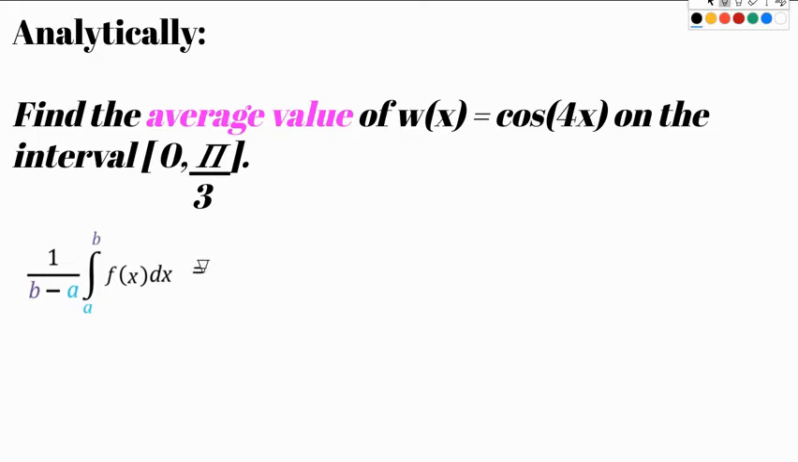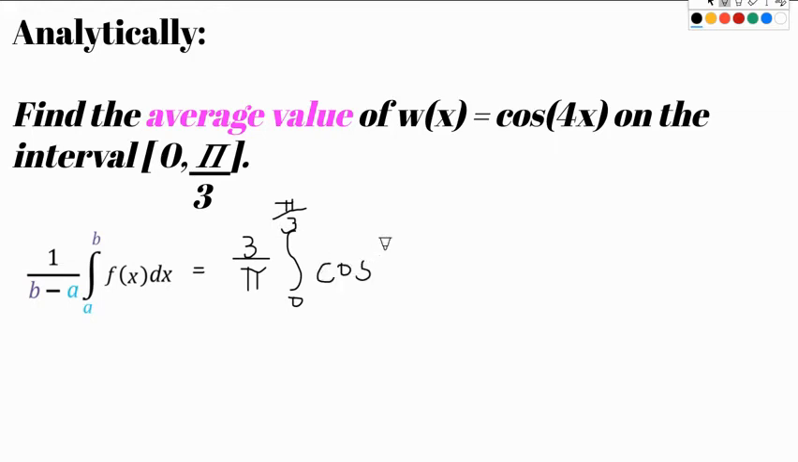And remember, we do the integral over the interval, or 1 over b minus a, which would be 1 over pi thirds minus 0, which would be just 3 over pi when we multiply by that reciprocal, times the definite integral from 0 to pi over 3. And in the integrand, we'd put our function w, because it's what we're finding the average value of, which in this case is cosine of 4x.